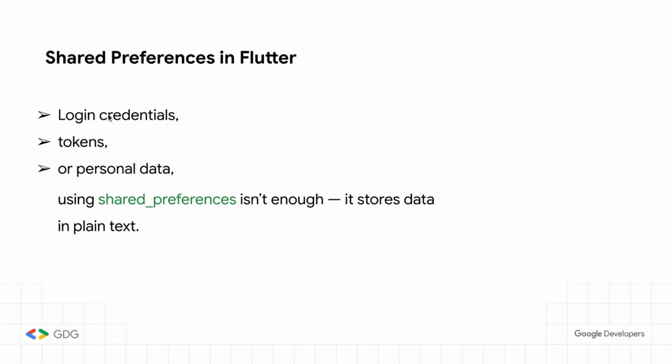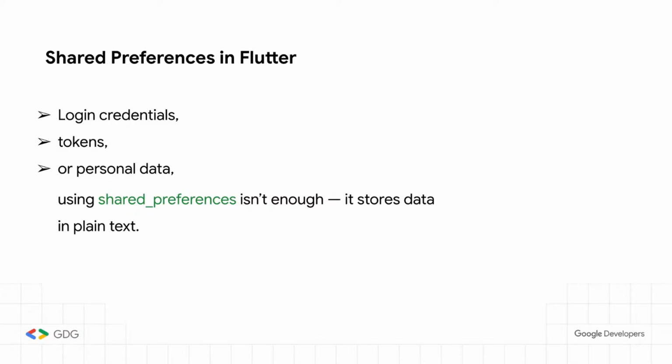Now, my login credentials can be considered as data that can go into shared preference. Even tokens or personal data like my name, mobile number. Now, using shared preference isn't enough. It just stores the data in plain text.